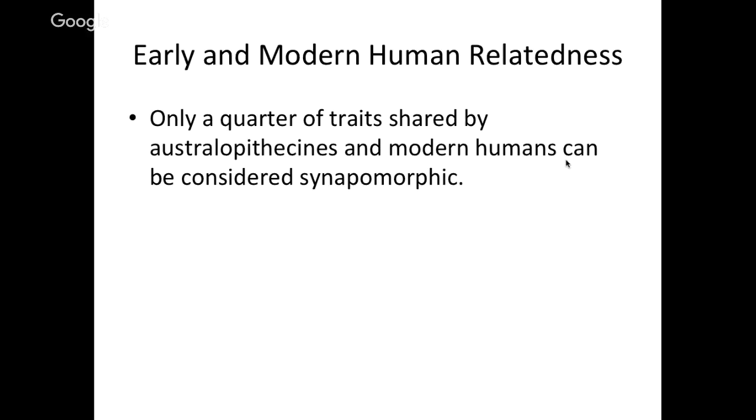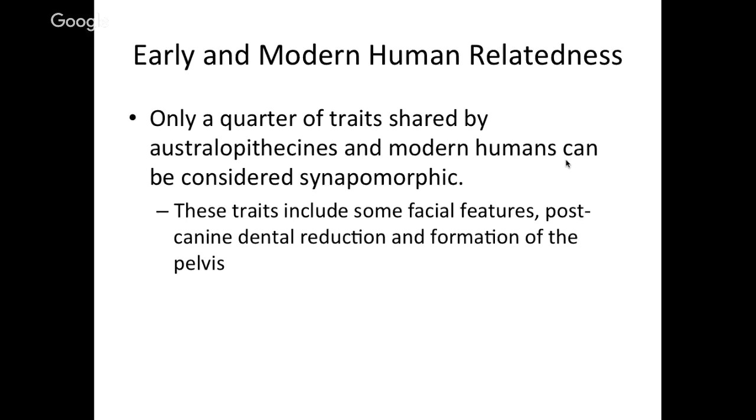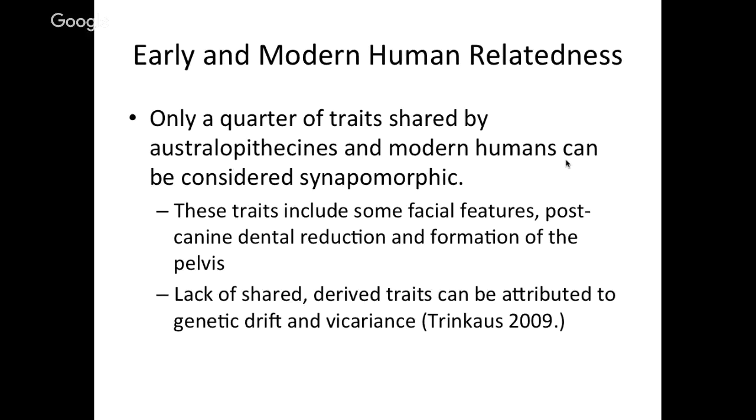And only a quarter of traits shared by Australopithecines and modern humans can be considered synapomorphic. Features: post-canine dental reduction and the formation of the pelvis. And this lack of shared traits can be attributed to genetic drift and vicariance.